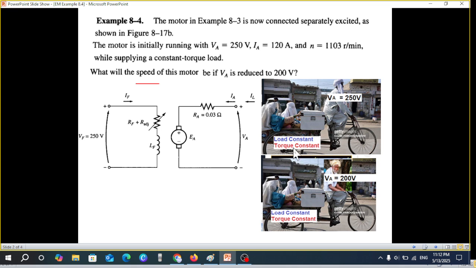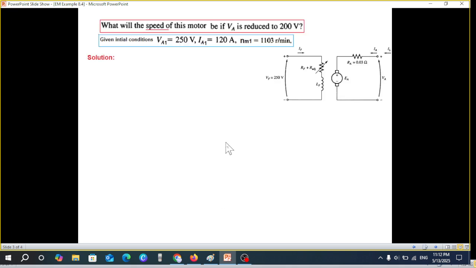Okay, since the load is constant, torque is constant, only VA is changing. Therefore, in this case, the speed will be less. So that is what we'll see in this example. So the question is, what will be the speed of the motor if VA is reduced to 200 volt? And these are the parameters given. And this resistance is also given, armature resistance.